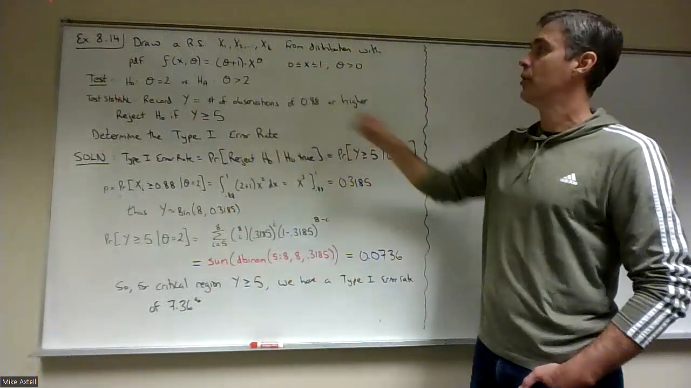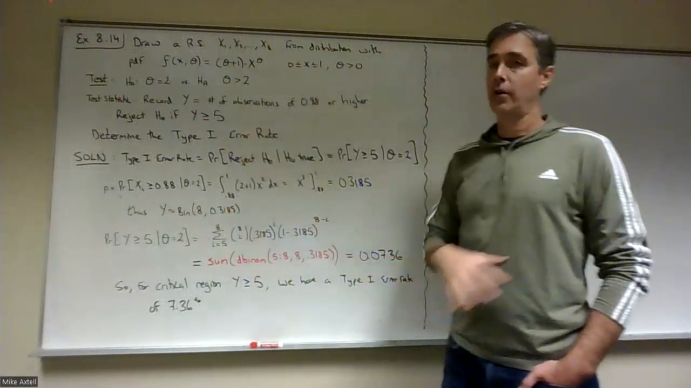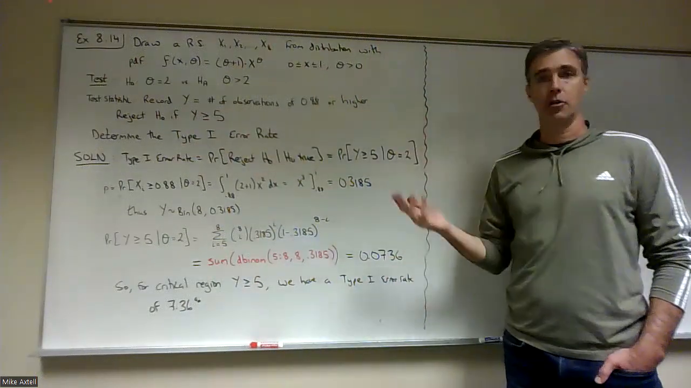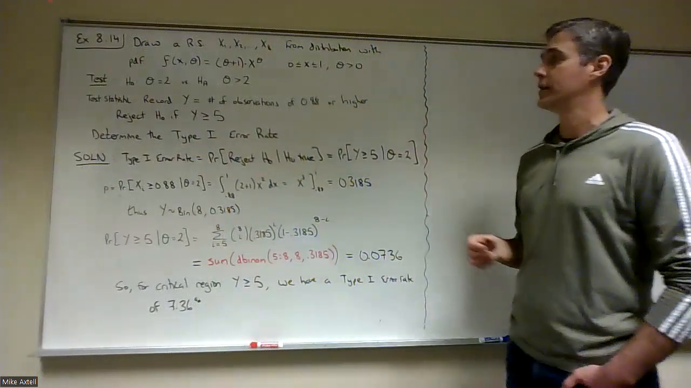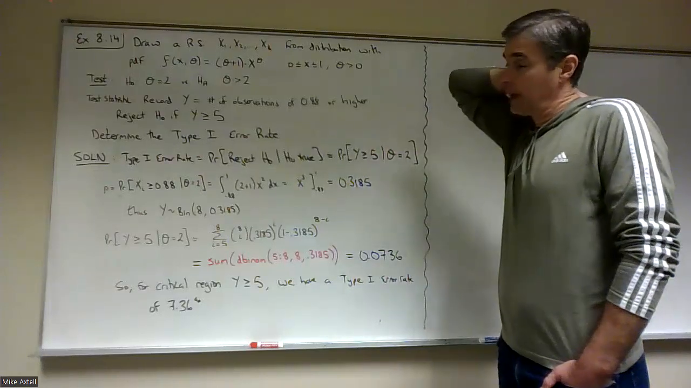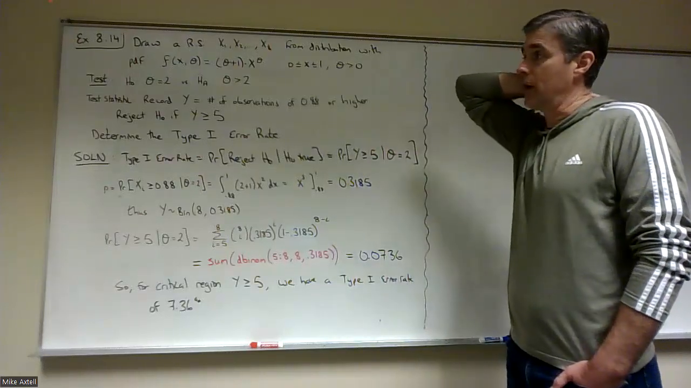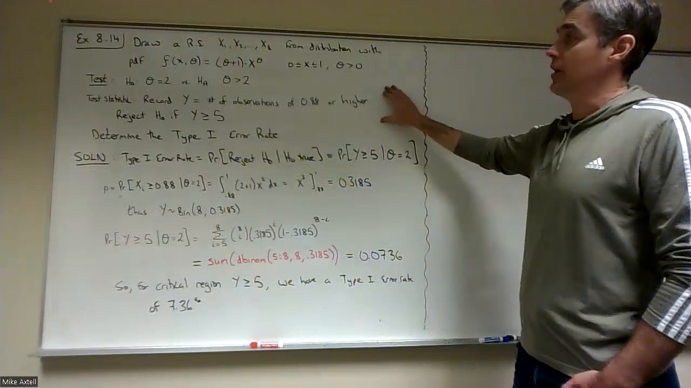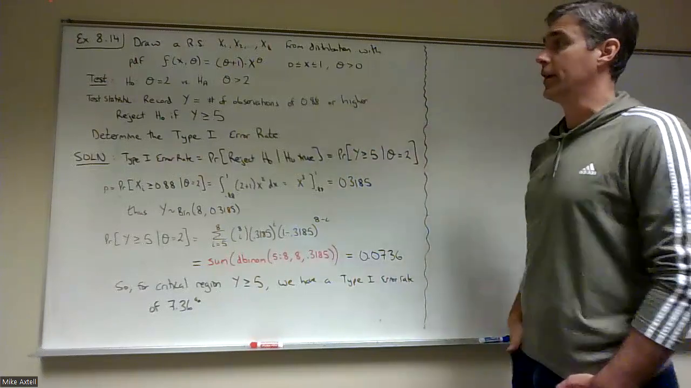Okay. Now, where did 0.88 come from? Where did 5 come from? Don't know. You know, there are other ways of calculating that significance level. Okay. But given this information, we want to determine the type 1 error rate.